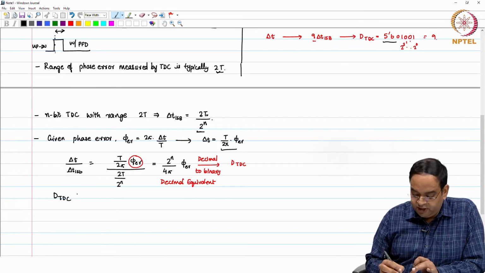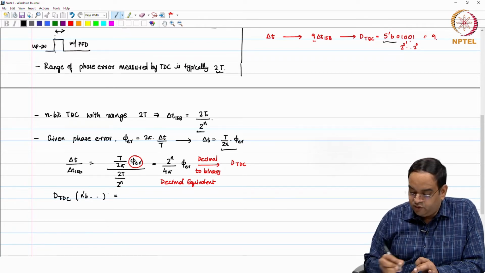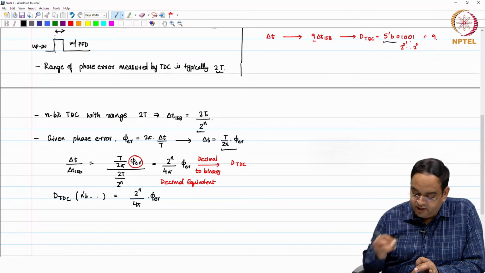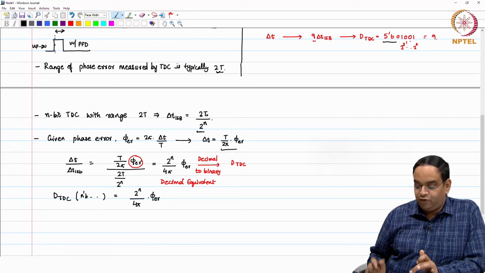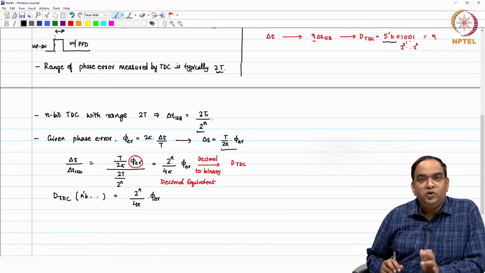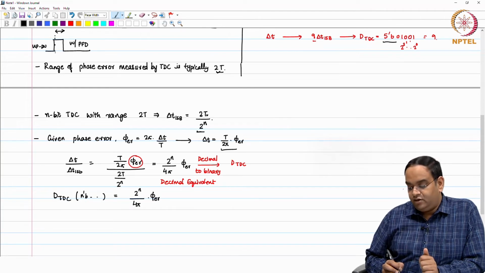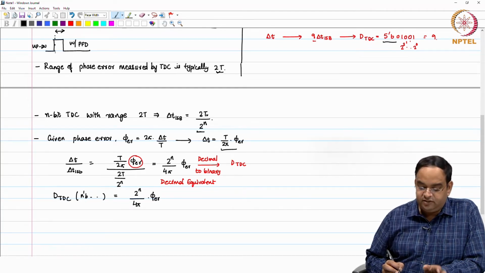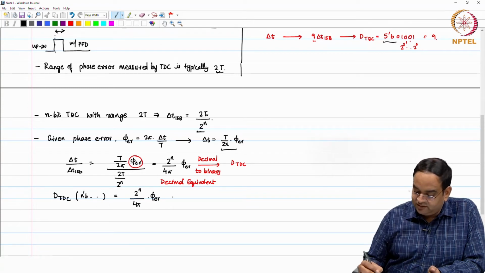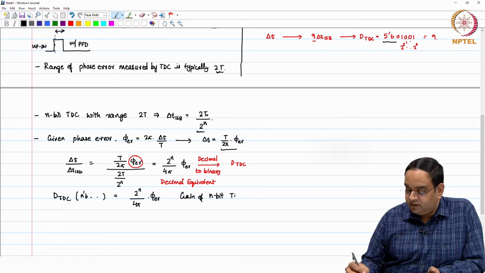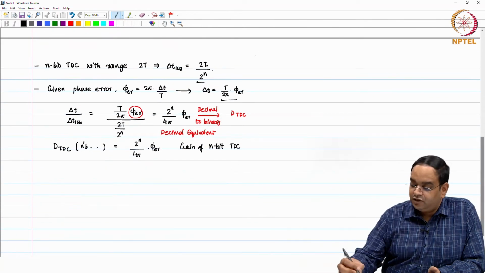Though it is a binary value, you can say this is an n-bit number. This binary value is 2 power n divided by 4 pi times phi error. So if your phase error is 4 pi, which is 2 times the time period, your decimal equivalent is 2 power n; if your phase error is 0, the decimal or binary equivalent is 0. So this is effectively the gain of an n-bit TDC in general.